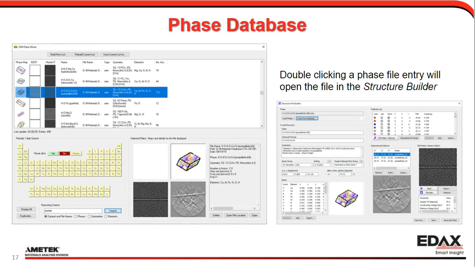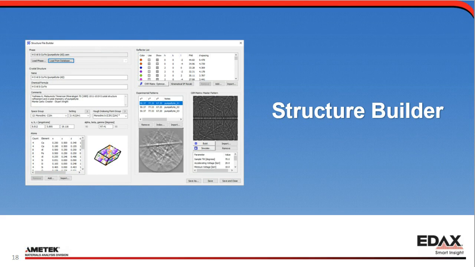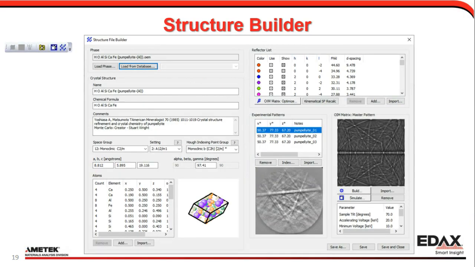So double clicking on a BMT or OEM entry will pop up the structure builder, which is a new feature in OIM Analysis 8.5. And so let's talk about that. The structure builder is basically the way we build a phase file or load one or import it, whatever we need to do.